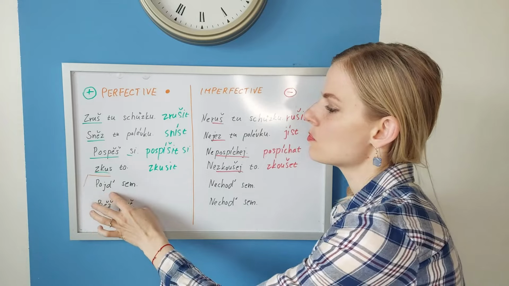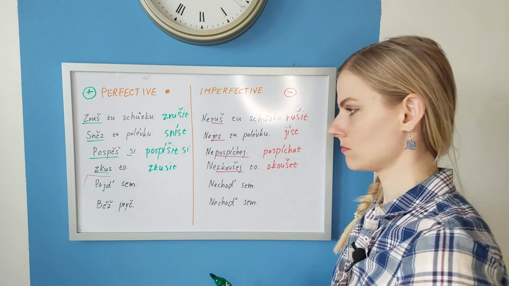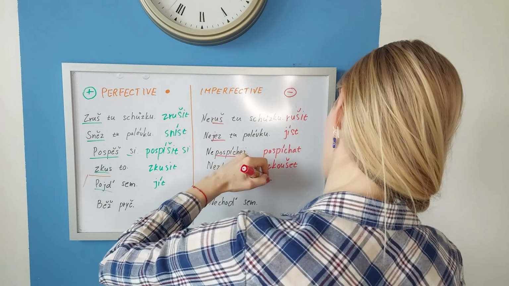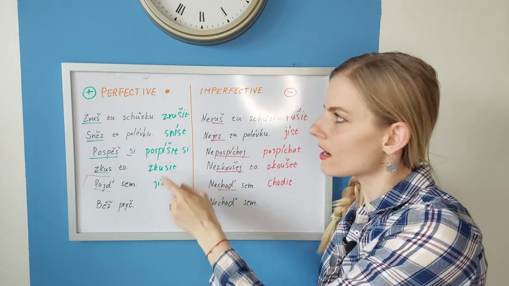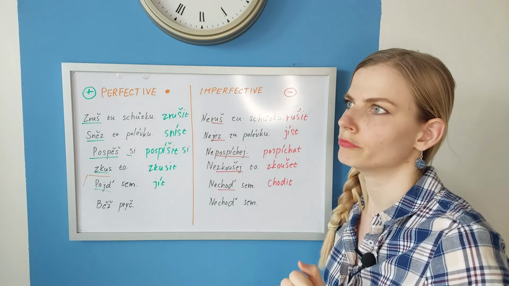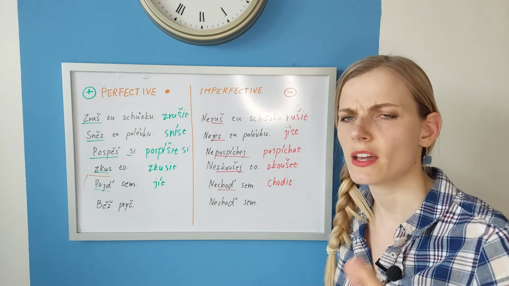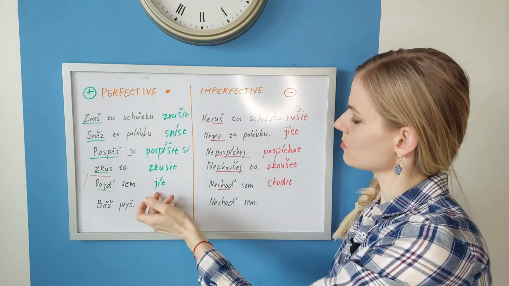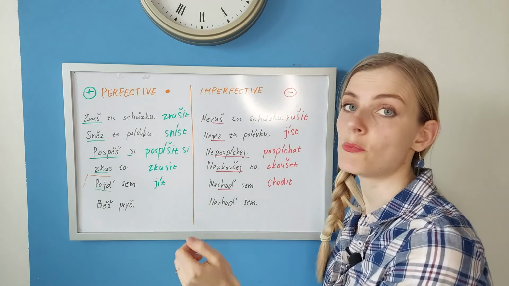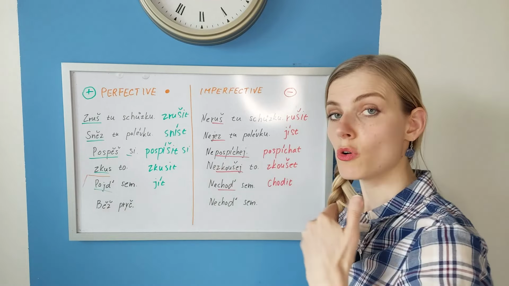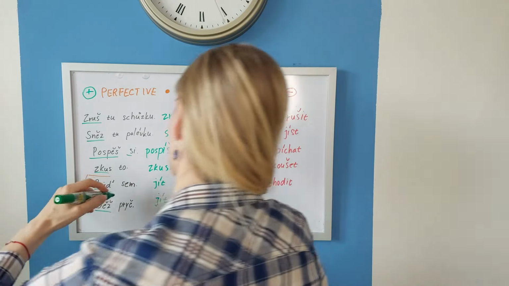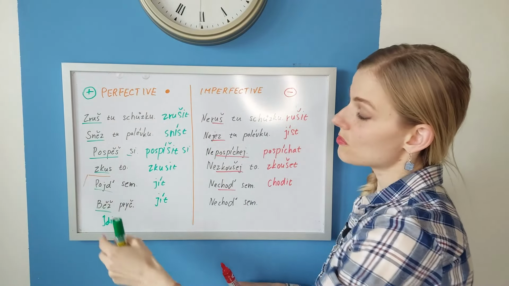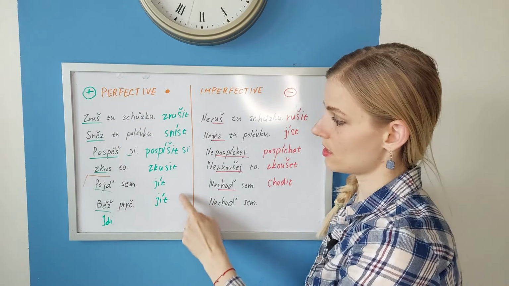So, pojď sem, come here, and nechoď sem, don't come here, from chodit. Jít is not exactly a perfective verb, it's also imperfective, but it acts a little differently. I also wanted to give you an example of this verb so you can see, you cannot say nepojď sem. Běž pryč, go away. Or jdi pryč also is another possibility. All these 3 forms would actually come from the same verb, jít.